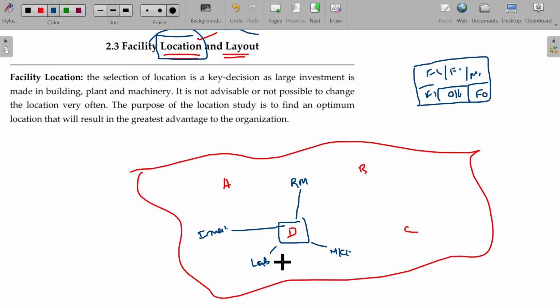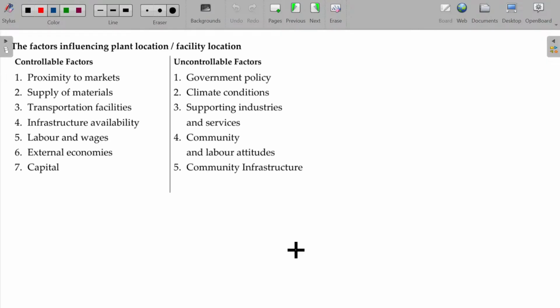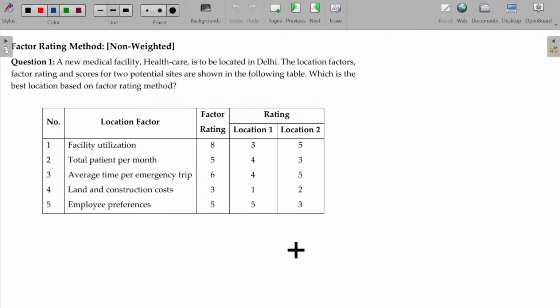The way we have chosen here is called the center of gravity model. This D is the very center for all the resources required for starting the business. So if you choose based on that center, it is called the center of gravity model. Other models are also available. Let's start with question number 1, factor rating method, non-weighted method.